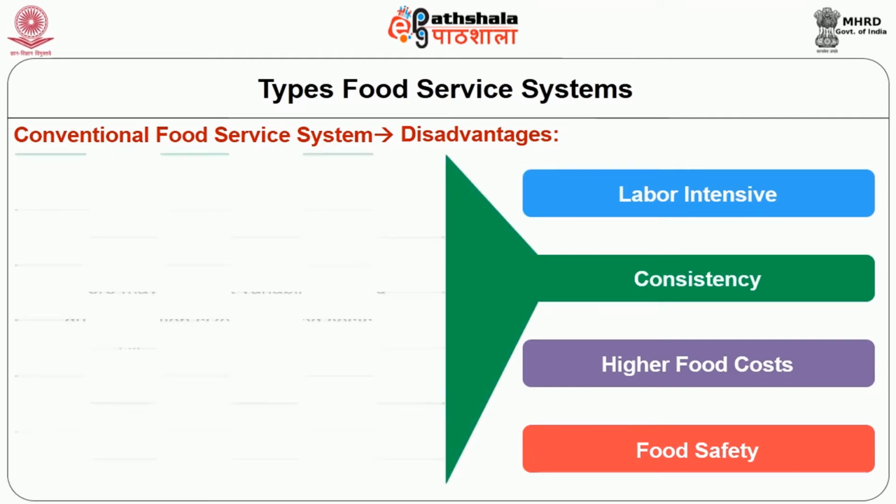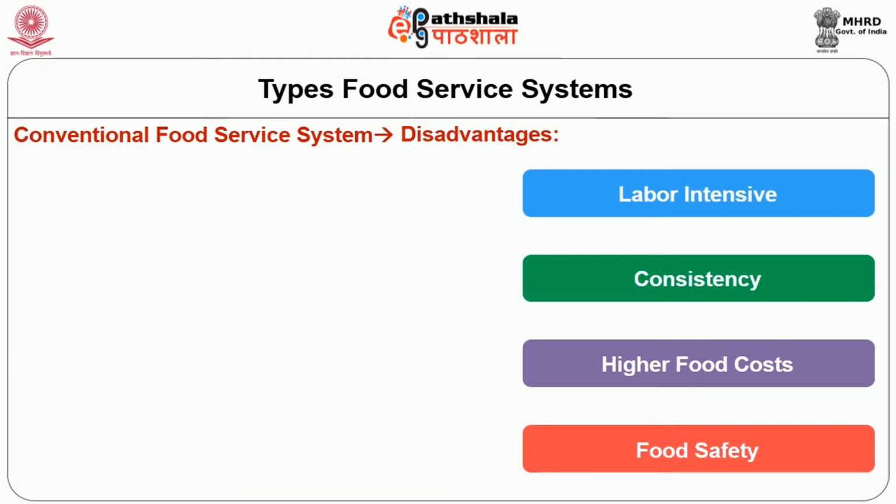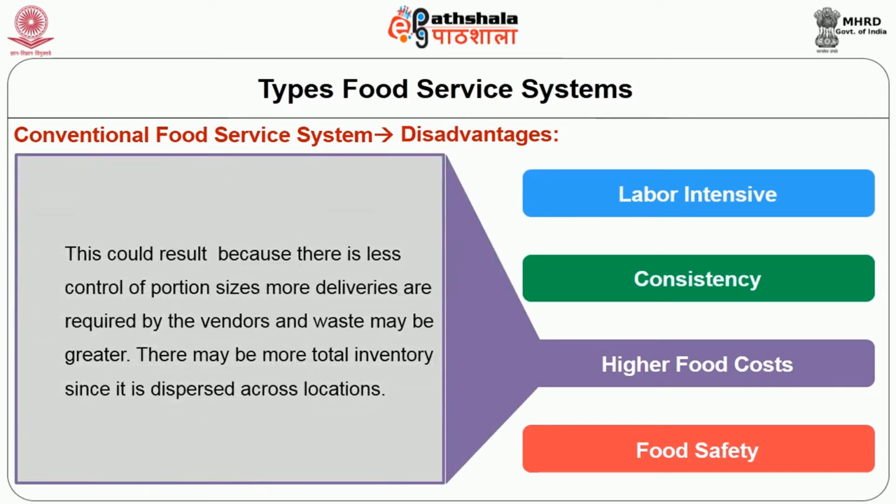The second is consistency. There may be great variability in food quality, portion sizes and food costs due to unskilled labor. Higher food costs can be a problem in these systems. Higher costs could result because there is less control of portion sizes, more deliveries are required by the vendors, and waste may be greater. There may be more total inventory since it is dispersed across locations.